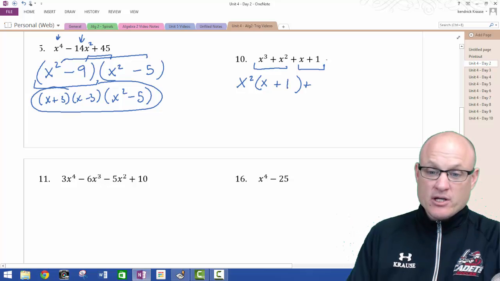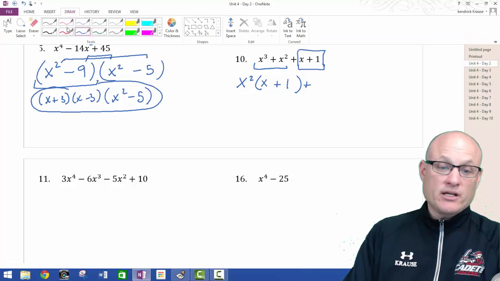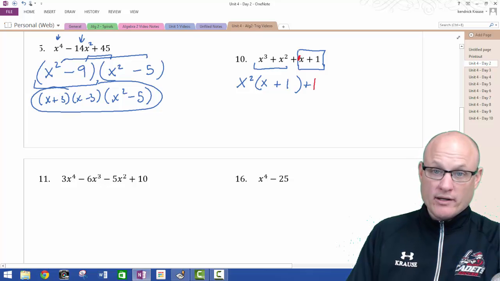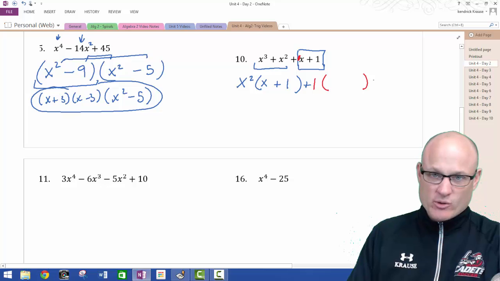Copy over. Now, looking at these two, do they have anything in common? I'll give you a hint. They have a 1 in common. So I'm going to take out that 1, which really means I'm just taking out almost nothing. The 1's always there. So I'm taking out a 1, which really means nothing changes. It's just still x plus 1. But that's what I want, because this is x plus 1.